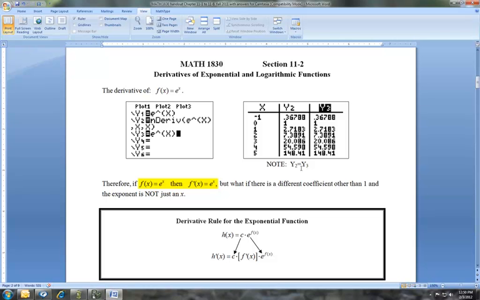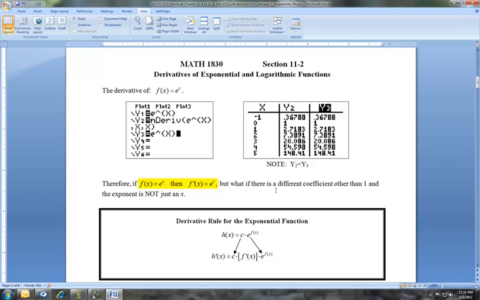So if you'll note what I've got here, since these two are equal, or even if you have y1 and y2, they are equivalent. That means that if you've got f of x is equal to e to the x, then the derivative is itself. Odd, but that's what it is.